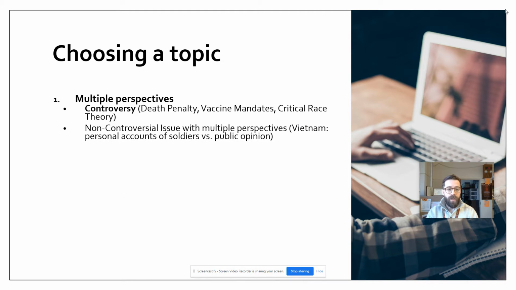You could also pick something that is maybe less controversial, but it still has multiple ways you can look at this. So for example, if I want to do something historical, maybe I take a look at a historical perspective of the Vietnam War. And then my two perspectives might be, one perspective would be personal accounts from soldiers, so primary sources about what it was like to fight in the Vietnam War, versus public opinion. What did citizens think about the Vietnam War? So that would be a way that it's not necessarily a controversial issue. You're still researching something and you're looking at it from two different angles.